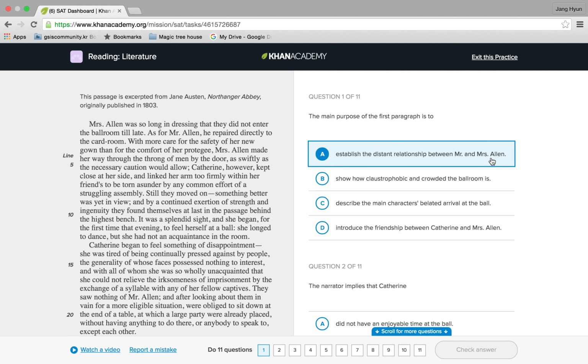So either it's to show Mr. Allen and Mrs. Allen's distant relationship, but I don't think that's the main purpose, just a little feature. Or show how claustrophobic and crowded the ballroom is. Yup. And from the rest of the paragraph, it's so crowded they have to squish themselves, like Mrs. Allen tries to save her poor little gown. She doesn't want it to tear.